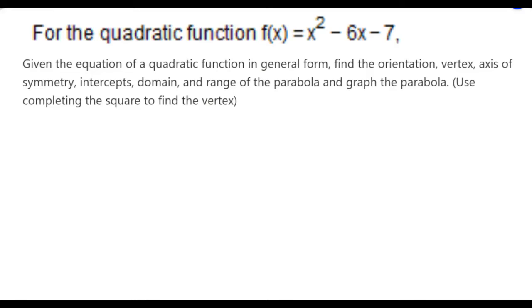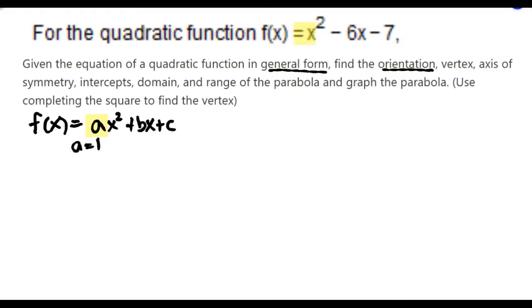So we're going to start off by understanding what is the general form of a quadratic function. The general form is f of x equals ax squared plus bx plus c. And to determine the orientation of the parabola or quadratic function, all we need to know is the value of a. A is the coefficient on the x squared term. For our example, the coefficient of our x squared term will be a 1 since no coefficient is listed.